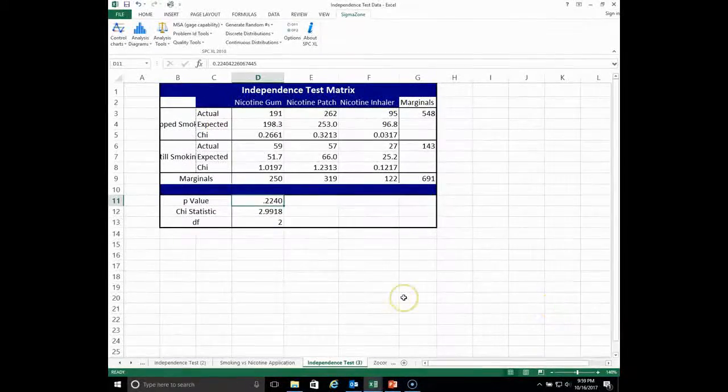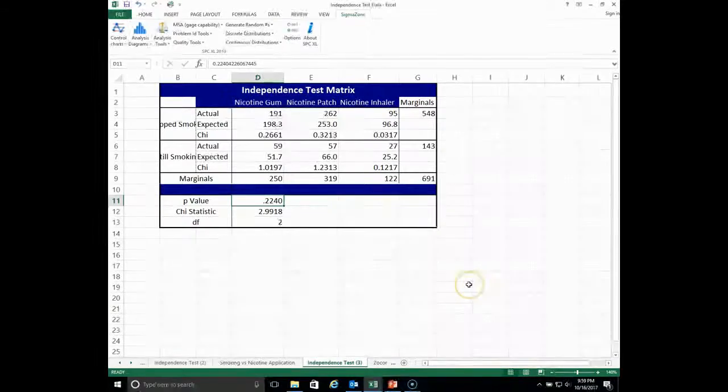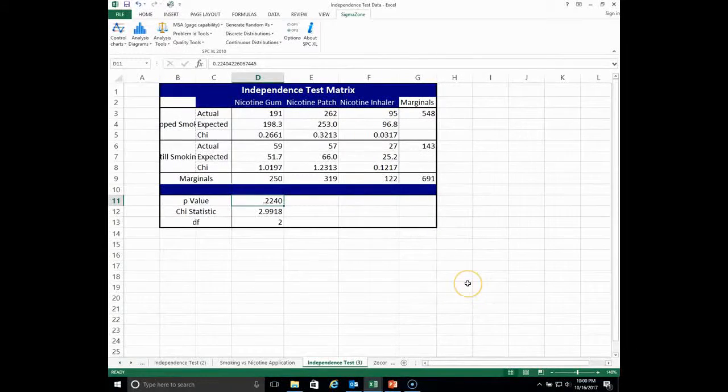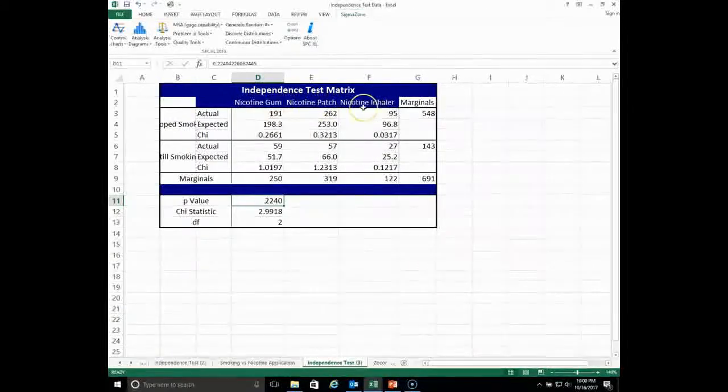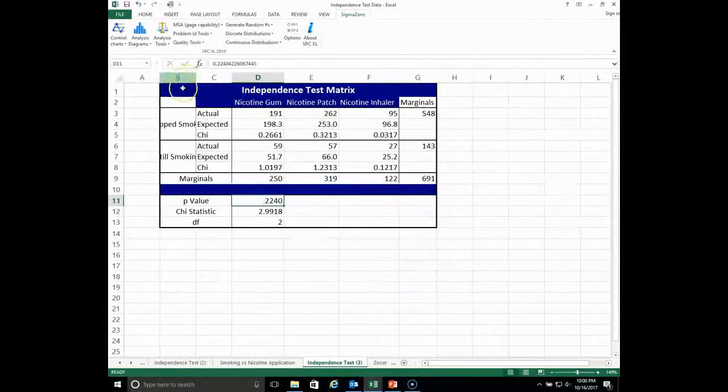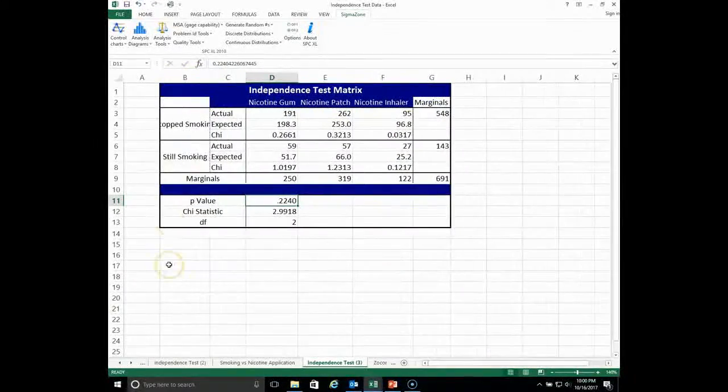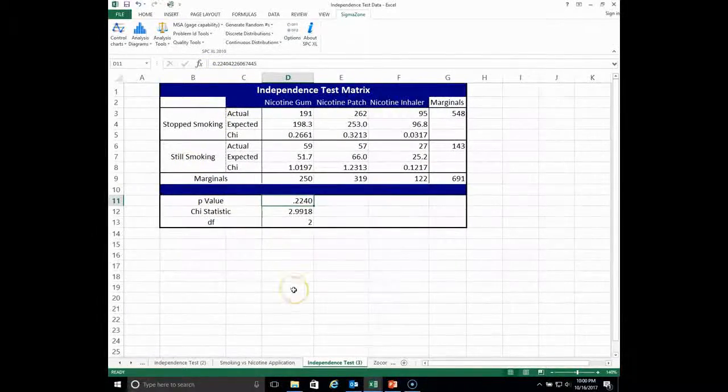Now, what does that interpretation mean of that particular p-value? It means that there is no significant relationship here between the type of nicotine application, whether it's gum, patch, or an inhaler, and the resulting cessation, whether they stopped smoking or they were still smoking. Not a significant relationship here.